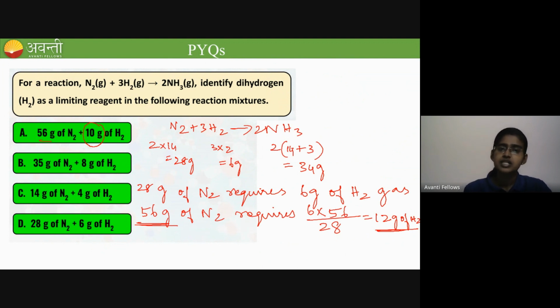So hydrogen is present in a much lesser amount. So that is the limiting reagent. Hydrogen is the limiting reagent in option A. So we can directly go for that option as the correct option. Okay. So the required amount is not present. It is present in a lesser amount. So hydrogen is the limiting reagent in option A. That is the answer. We can check the other options also. If I go for the other option, we will have 6 into 35 divided by 28. We will get some other answer which will be lesser than this, 8 gram. Okay. So option A is the correct answer for this question.